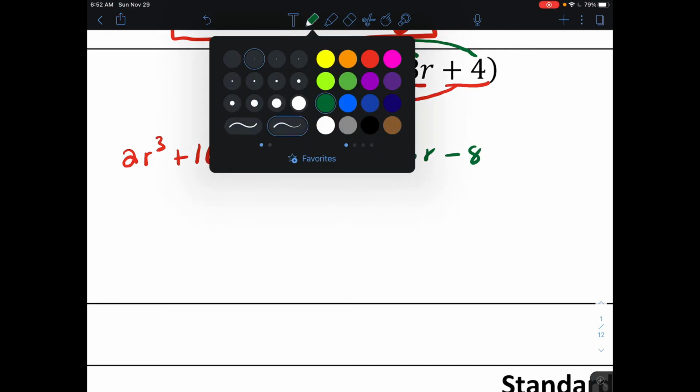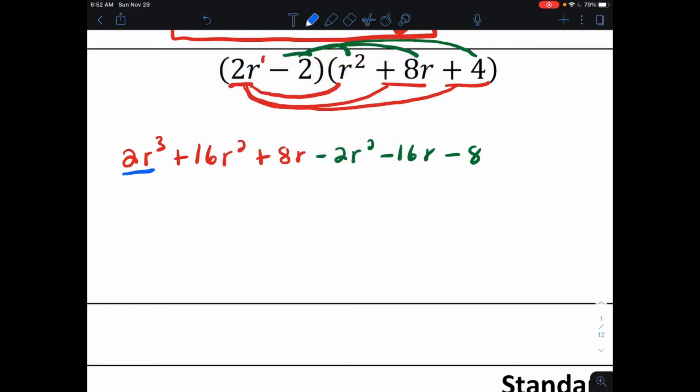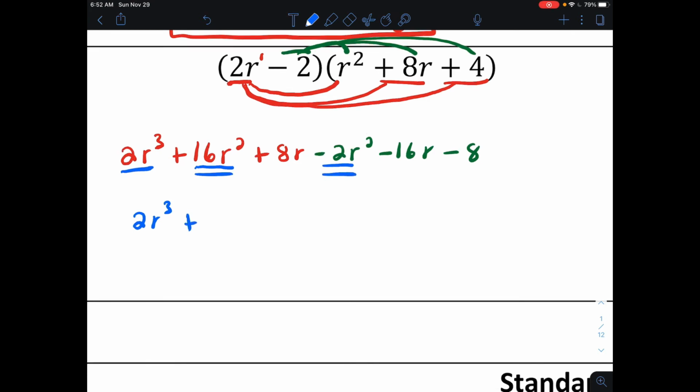So now that you're here, combine your like terms. Well, I only have 2r to the third, so there's nothing to combine it with. My next biggest exponent is r squared. There's 16. There's negative 2r squared. Combine those, we get positive 14r squareds.